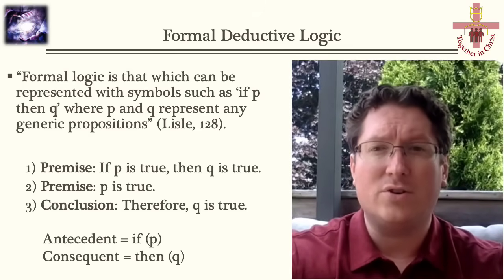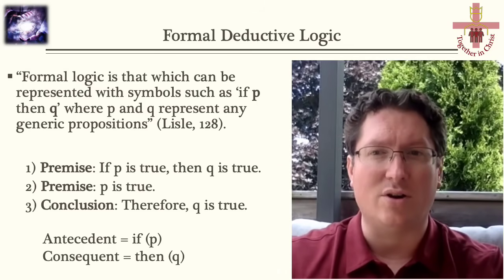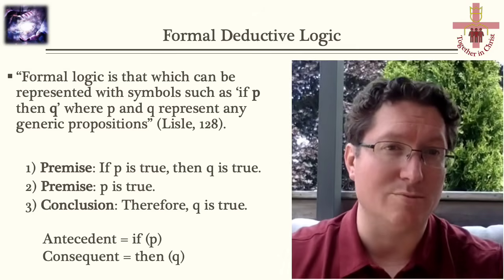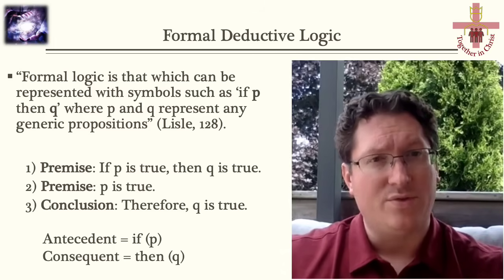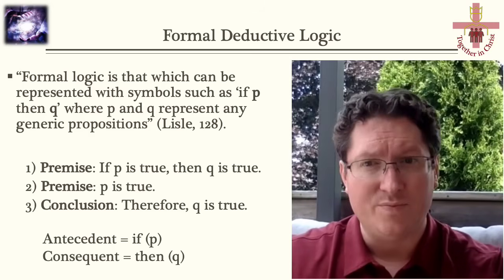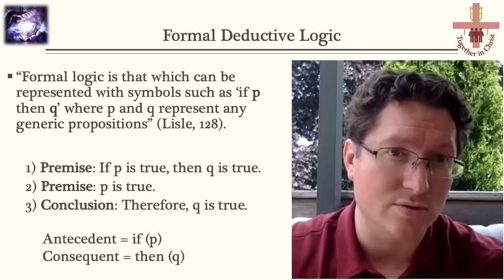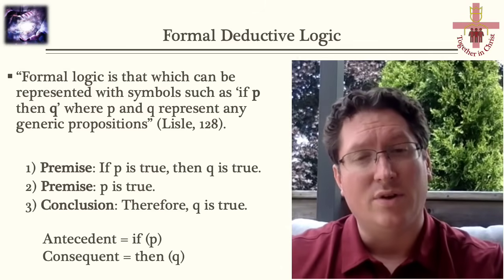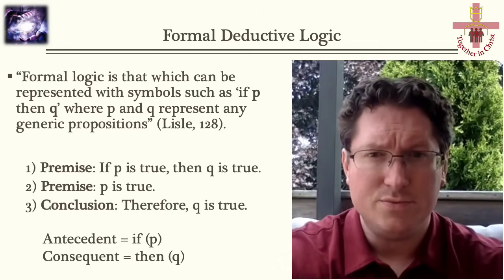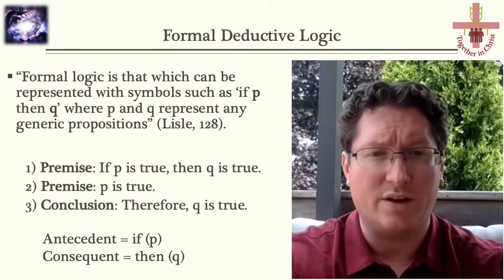Also note here that the first part of the hypothetical if-then statement, the if part, or P, is called the antecedent, which just means what comes before. So if such and such, that's what comes before. Then the second part, Q, is called the consequent, what follows, the consequence of what came before. So that's some basic terminology and basic formal deductive logic there.